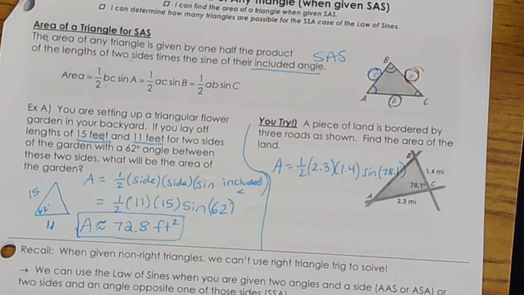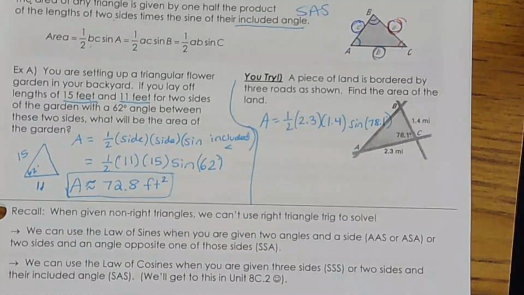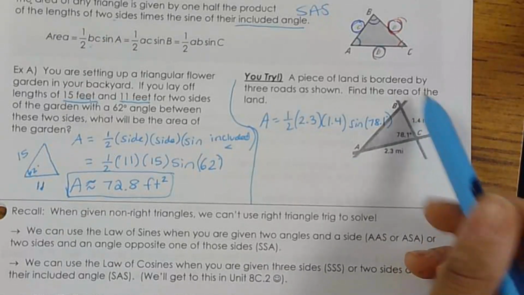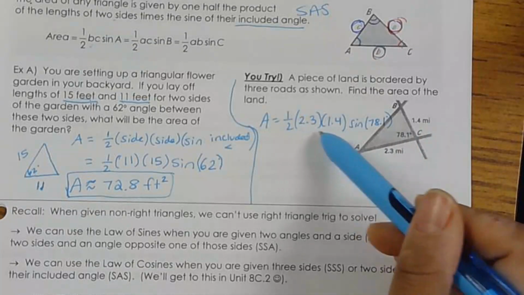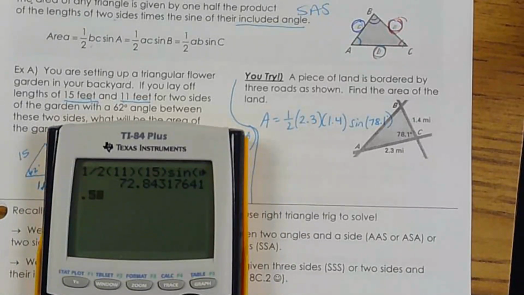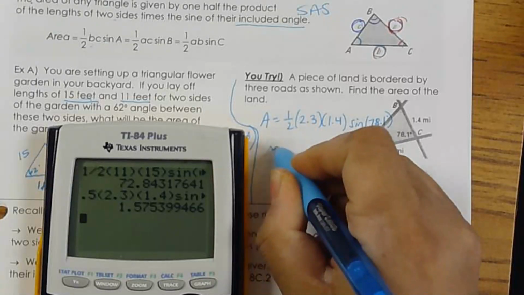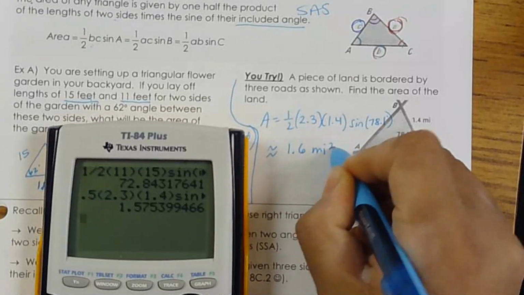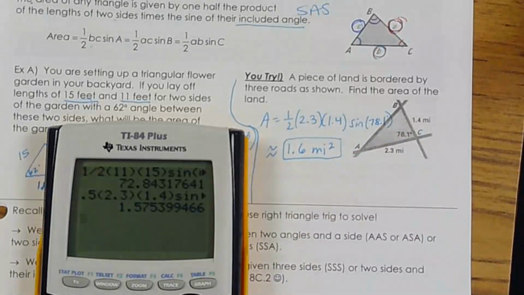All right, hopefully you had a chance to try that out. For the U-try, it's just using the two side lengths, 2.3 miles and 1.4 miles, that were created by these three roads, and then multiplying by sine of 78.1 degrees, grabbing a calculator, typing the whole thing in, and seeing what it comes out to. This final answer should be approximately 1.6, and the units here were square miles. So that should be the final area for this example with the bordering three roads.